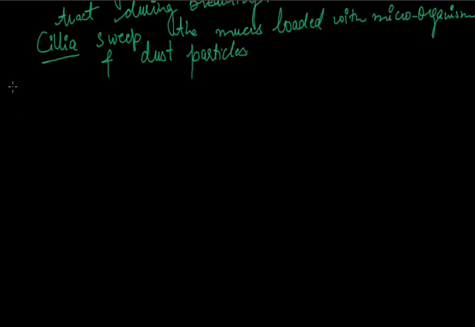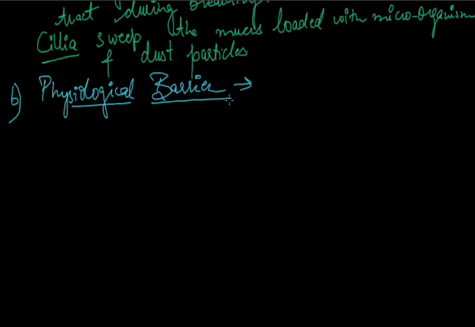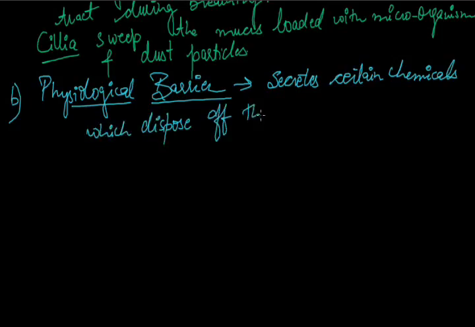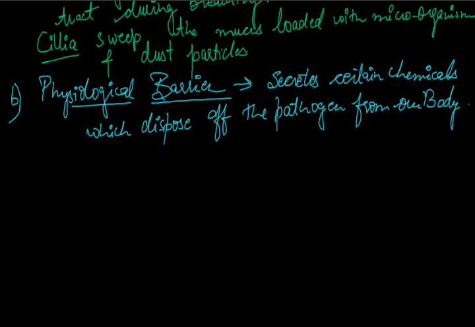Next barrier we'll deal with is the physiological barrier. This physiological barrier is mainly concerned with the body, like skin, mucous membrane, various parts secreting certain chemicals which dispose of pathogens like bacteria and viruses from our body. These chemicals are present in various parts, like we discussed the acid of the stomach, which is highly acidic, as it contains HCl. The pH varies from 1 to 2, highly concentrated, so it kills the microorganisms.